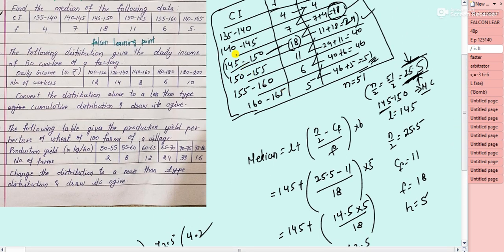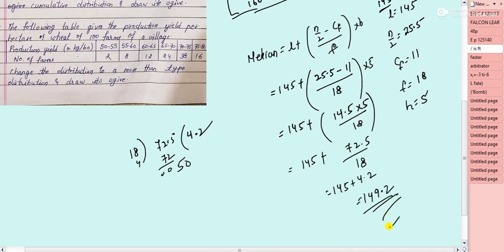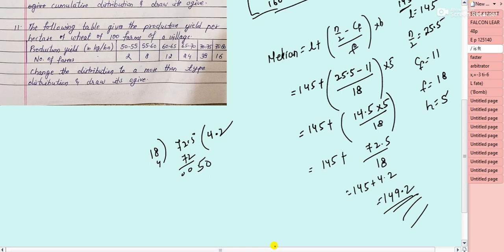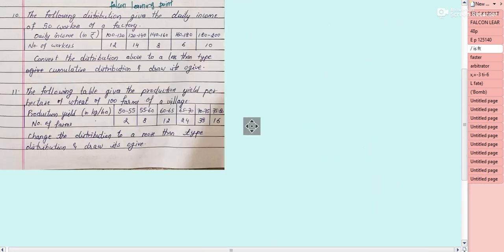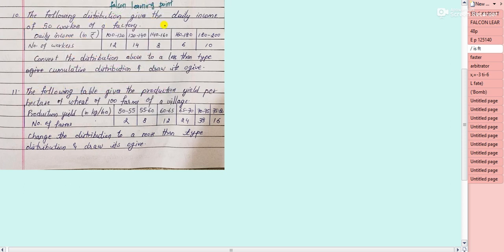Again, it should lie between the median class. It is lying there, so therefore it is the right answer. I hope you have understood this. Moving to the next type of question. The next question says the following distribution gives the daily income of 50 workers of a factory. Here they have given daily income and number of workers.